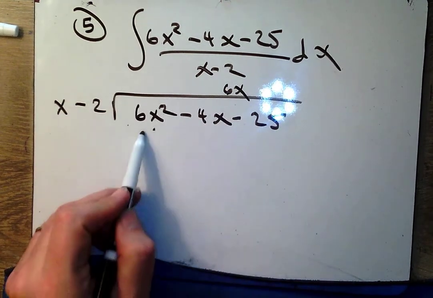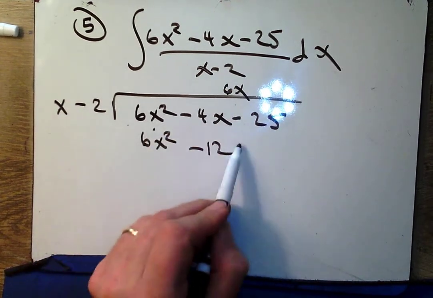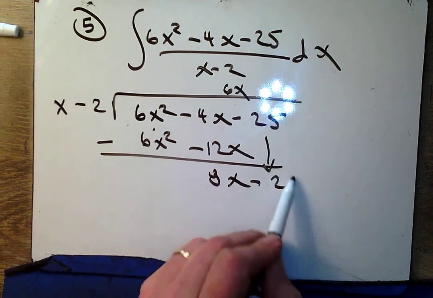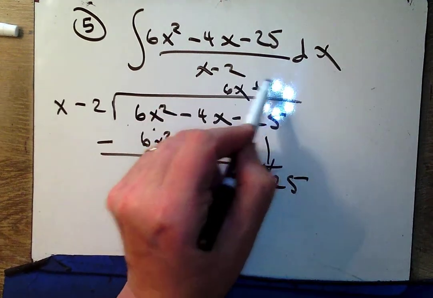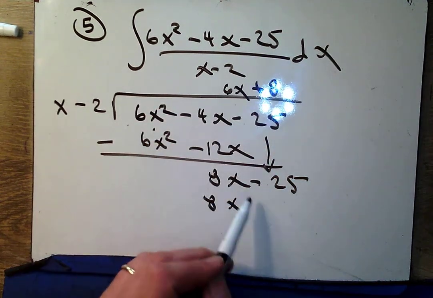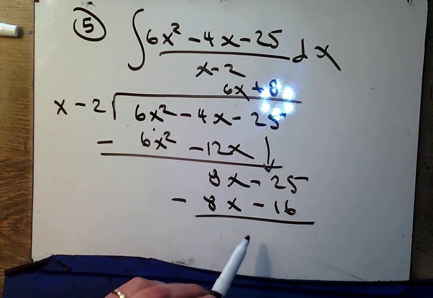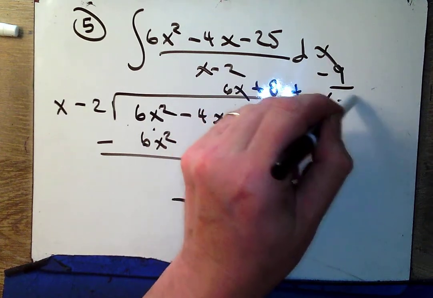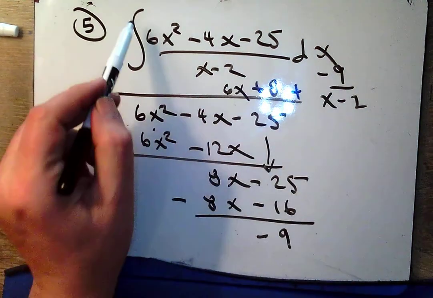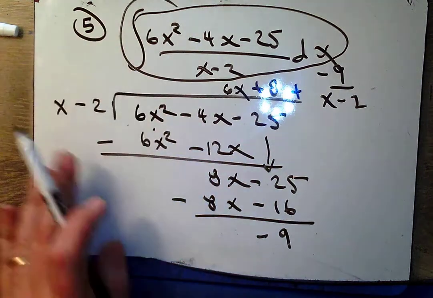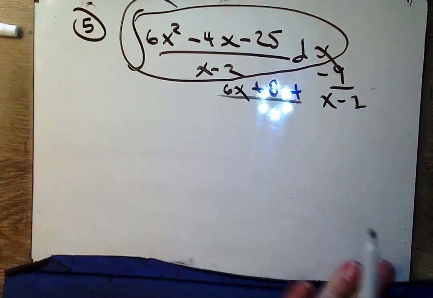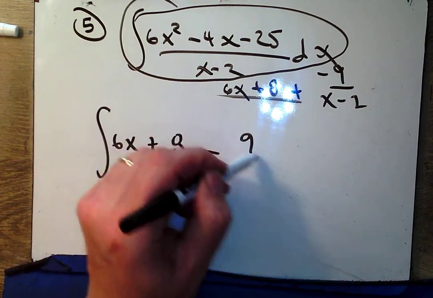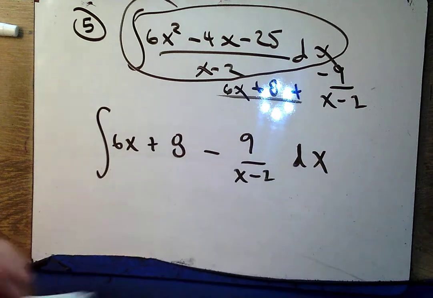6x. 6x squared minus 12x. And I subtract. Minus is plus. Minus 25. And so that's going to be plus 8. 8x minus 16. Subtract. And I get minus 9. So plus negative 9 over x minus 2. Great. So this thing that we couldn't integrate, and that was really, really scary, can actually be rewritten like that. Oh my goodness.